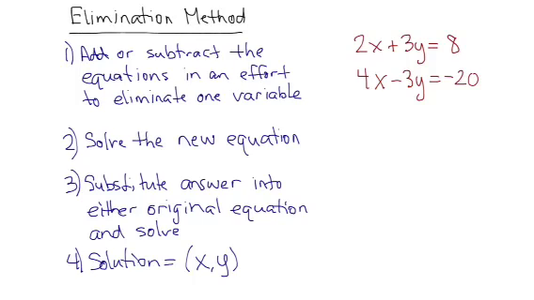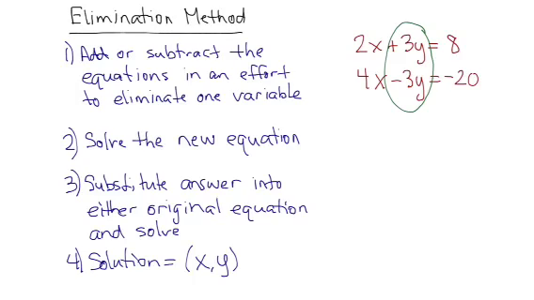So again, we have 2x plus 3y, that's 2 letters. That's harder to find. There's infinite answers. 4x minus 3y equals negative 20. Again, infinite answers. So what we're going to do is add them together or subtract them. What we're looking for is one of the variable pairs to have the same coefficient. In this case, 3 and negative 3.